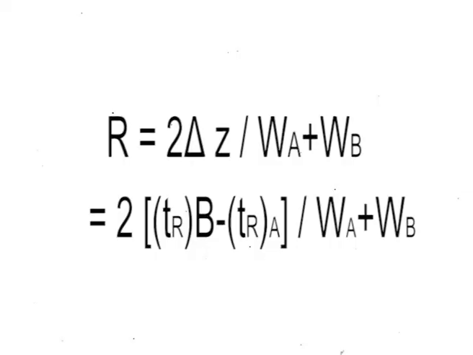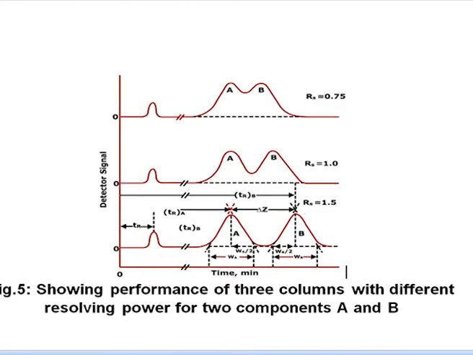The resolution is defined as R is equal to 2 delta Z upon WA plus WB, which is also equal to the retention time for component B minus the retention time for component A upon WA plus WB, where the terms on the right side of the equation are as illustrated in the figure. Figure 5 shows the performance of 3 columns with different resolving power for 2 components A and B.